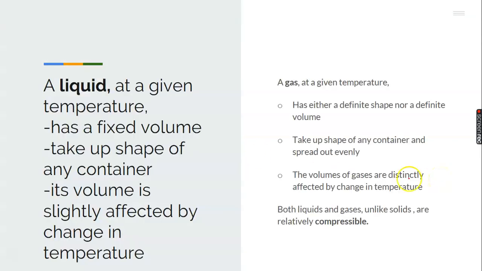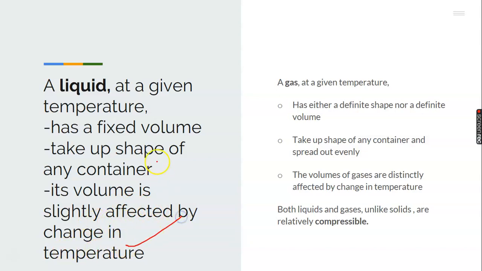Okay, so a liquid, at a given temperature, has fixed volume. It is the volume you have for water in a cup. You still have it there, except you add heat to it, or you expose it. After a while, it will change the volume. Okay, it takes up the shape of any container. A liquid usually takes up the shape of the container you pour it into. If you pour it inside a cup, it takes up the shape of the cup. Inside the pot, it takes up the shape of the pot. And its volume is slightly affected by change in temperature.